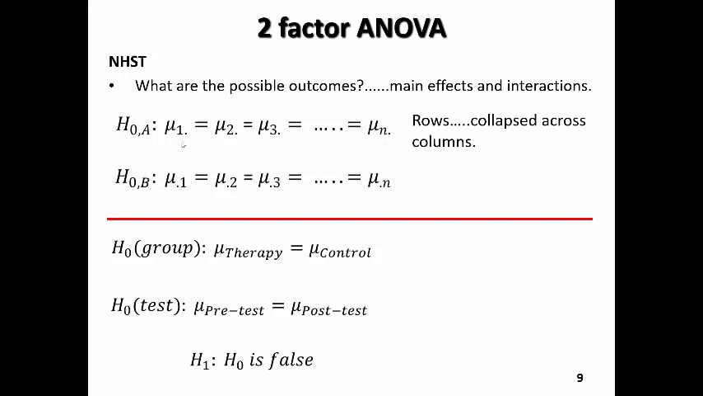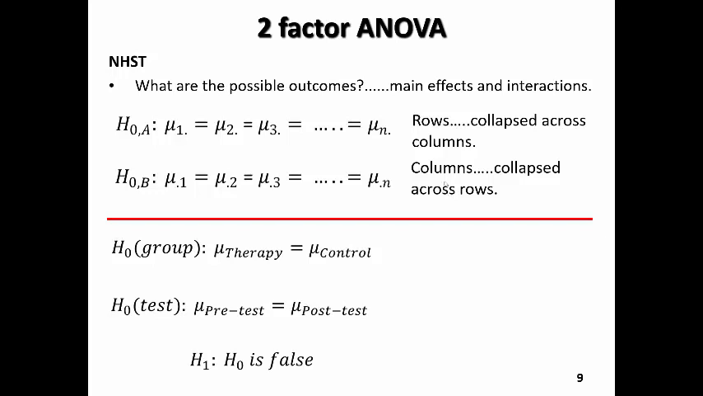And so just to review this once again, for main effect A, we're examining differences between the different rows collapsed across columns. And for the second main effect that we're generically calling main effect B, we're examining differences between the columns, which are the levels along that factor, collapsed across the rows.